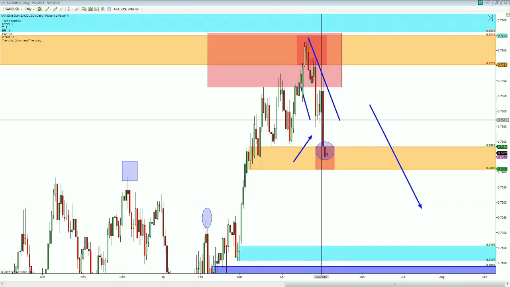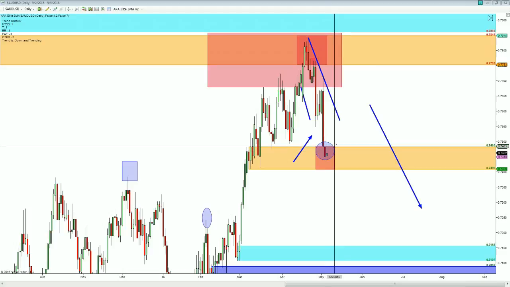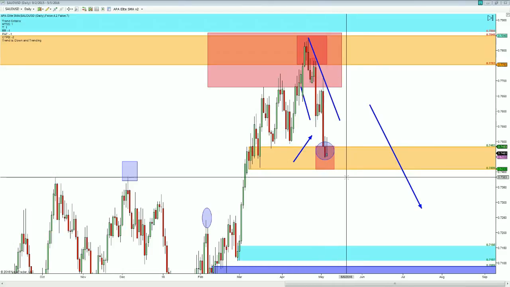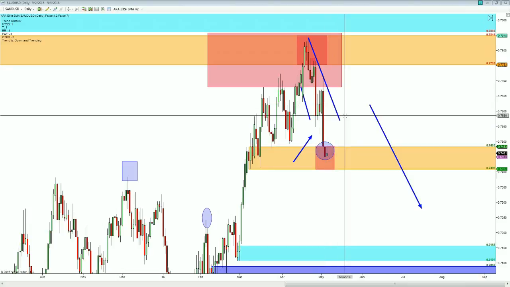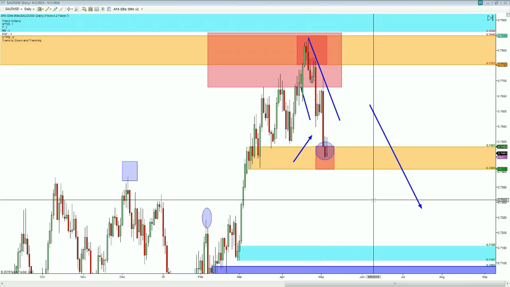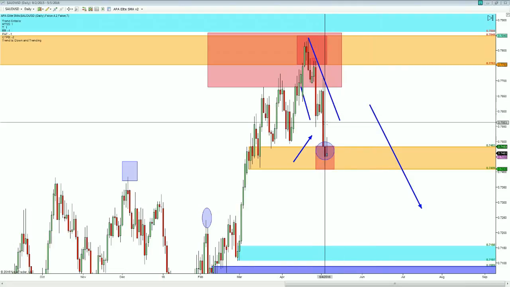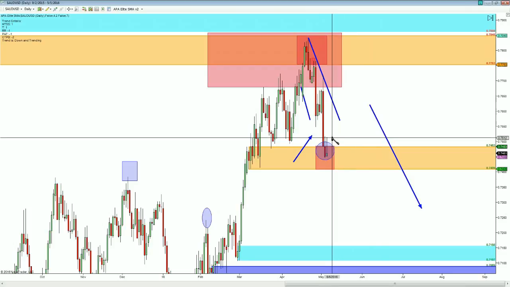One of those scenarios is going to pan out. One of the three: either we're going to consolidate from here and drop, consolidate, rally to the lows and drop, or rally up into here and drop. One of those is going to happen.